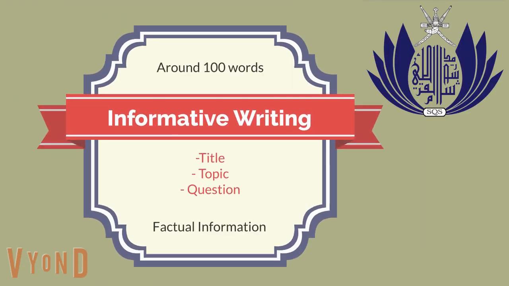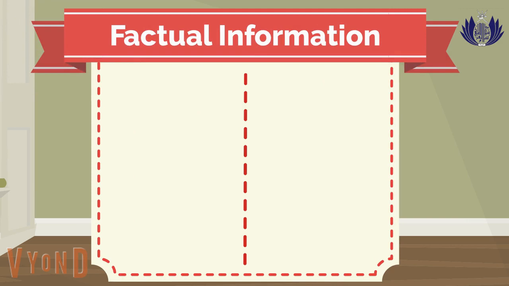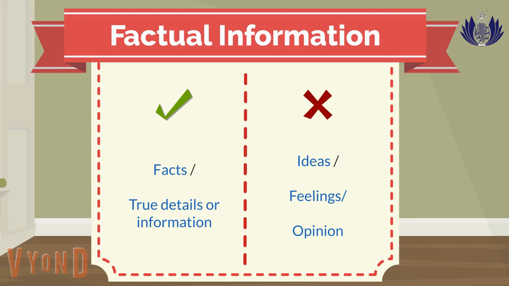For this type of writing, you will be given a title, topic, or question that you'll need to respond to by giving factual information, whether personal or general. With factual information, we mean the facts and true details or information about a topic. And it is definitely not the ideas, feelings, or opinion about that topic. So please remember not to write about your beliefs, your opinion, your thoughts in this type of writing.